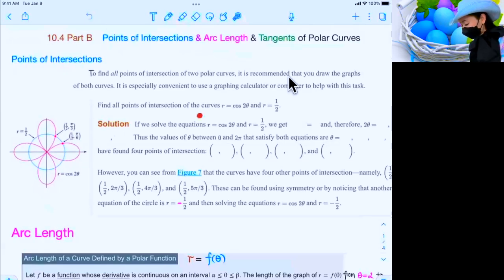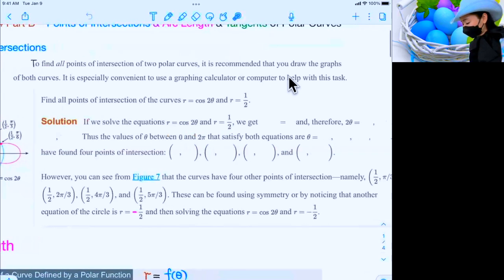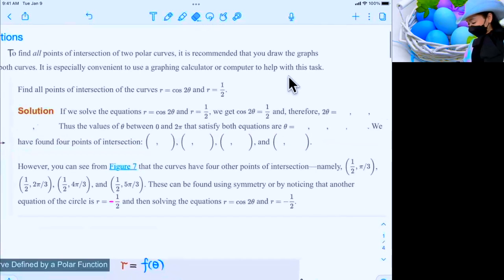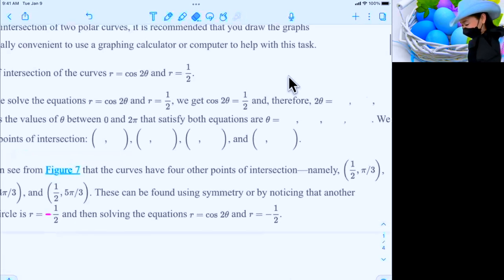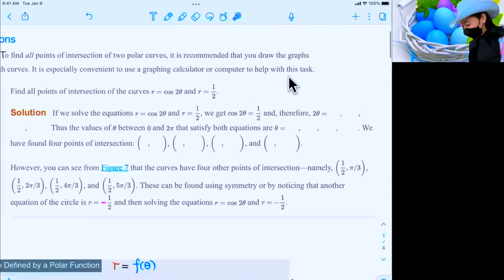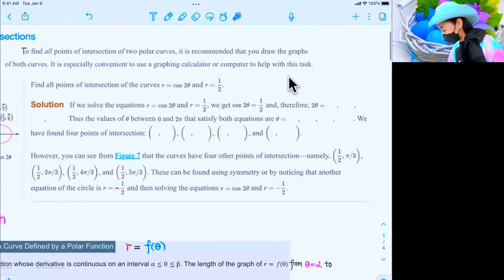So suppose you try to find the points of intersection of this curve. How about we set them equal? What do we get? Set them equal, we get cosine 2 theta equal to 1/2, and then therefore 2 theta equal to what?